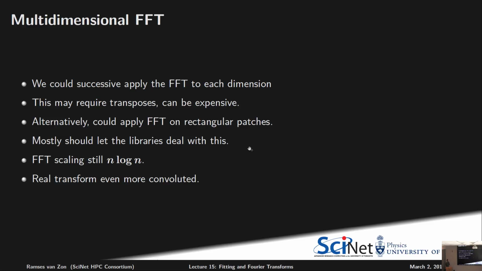You could apply it to each dimension and then transpose. Let the libraries deal with how to do this. There are different strategies. You'd still get n log n, and you don't forget about it. But it's harder. It's more work to get these to perform, so it's definitely a case where you want to depend on libraries to do it. Again, the real case, like transforming real data and getting all the bits and pieces in the right spot, is even harder.